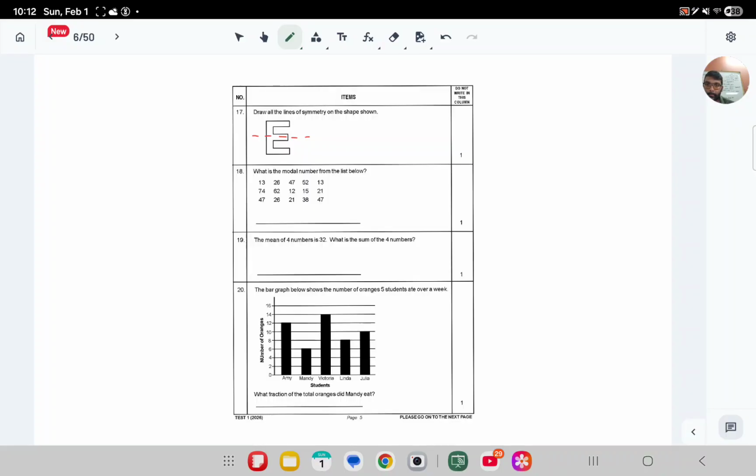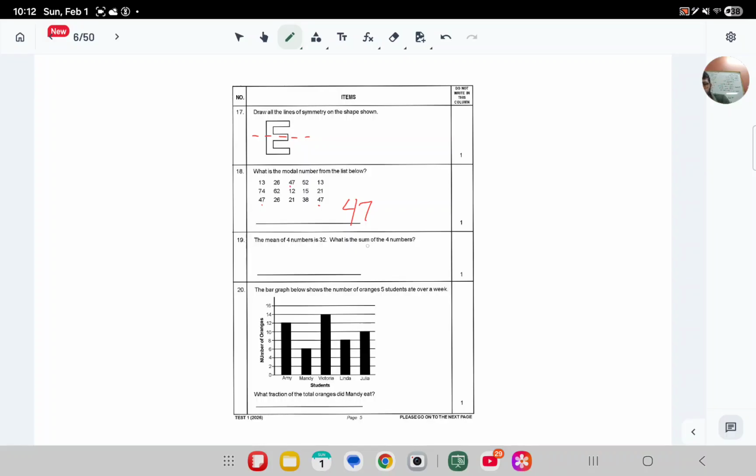What is the modal number from the list below? Modal means the most common number. So we're looking at the list and see which one appears the most. So we realize that 47 appeared the most, so therefore it is the most common, or the modal, or the most frequent number there.